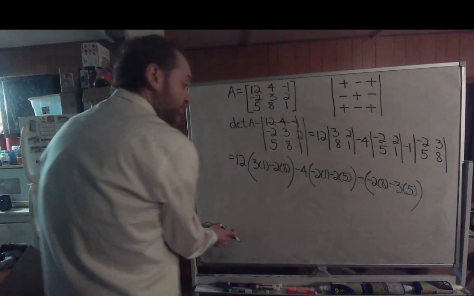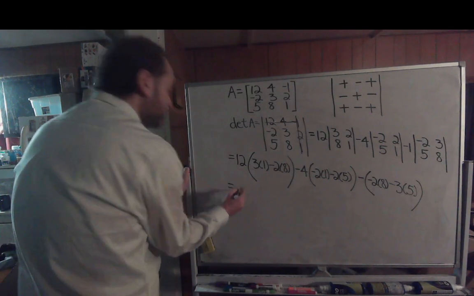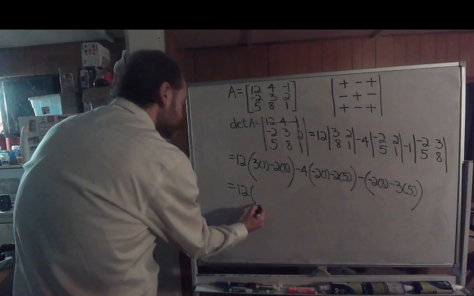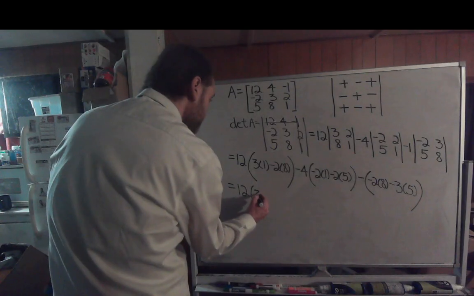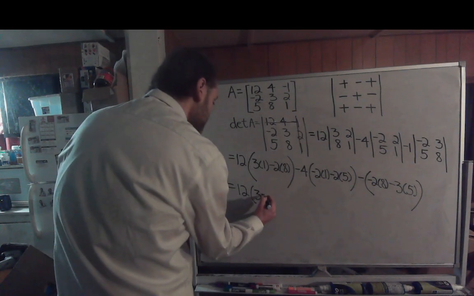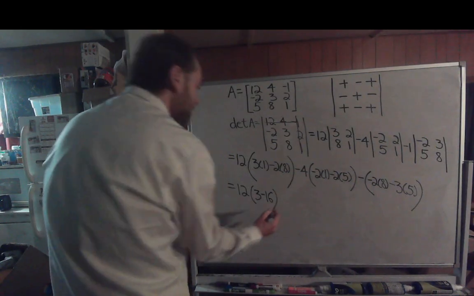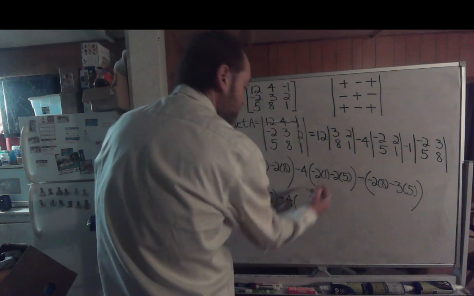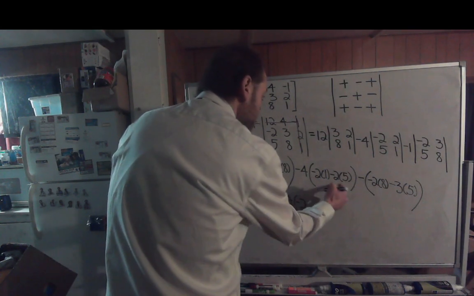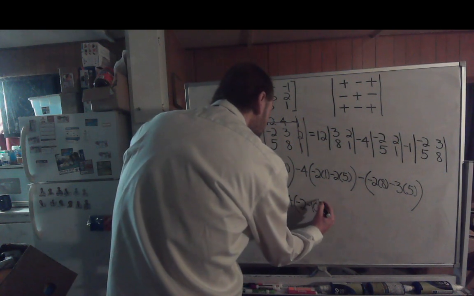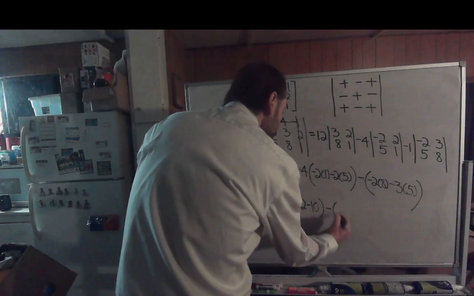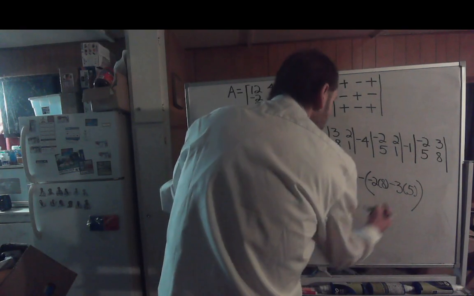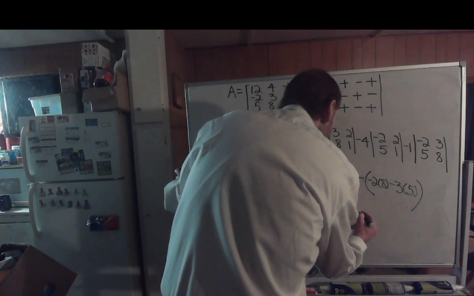Now we just have a bunch of order of operations. Well, of course, let's start in the parentheses. You'll still have 12 times whatever's inside of here. 3 times 1 is 3, minus 2 times 8, that'd be minus 16. Minus 4 times negative 2 times 1 is negative 2, minus 2 times 5, that'd be minus 10. Minus, and here, negative 2 times 8 is negative 16. Minus 3 times 5 is negative 15.